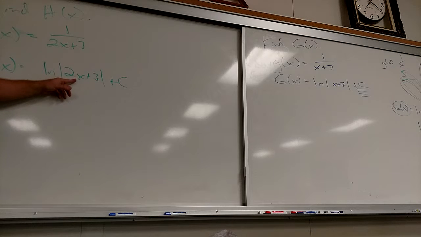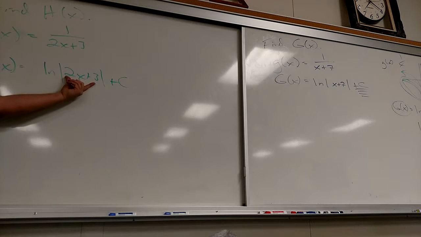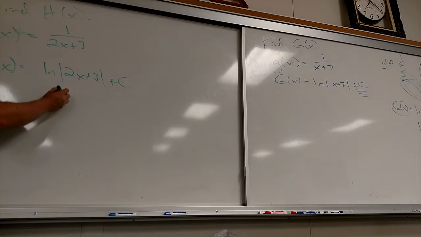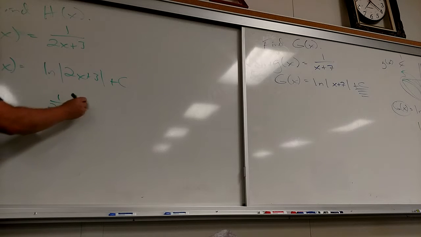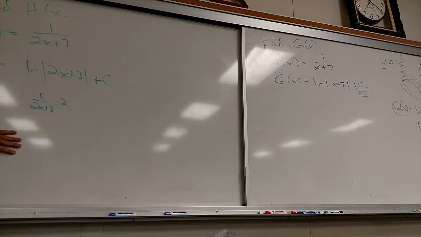What do you get? What's the derivative of ln of anything? It's 1 over that thing times the derivative of the inside. What's the derivative of the inside? So look underneath. If you take this guy's derivative, don't you get 1 over 2x plus 3? Chain rule says times the derivative of the inside. Is that what this is?